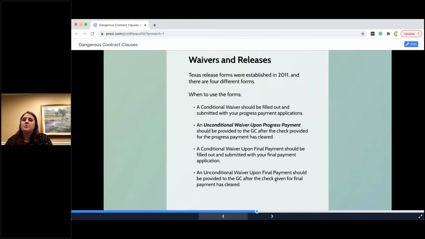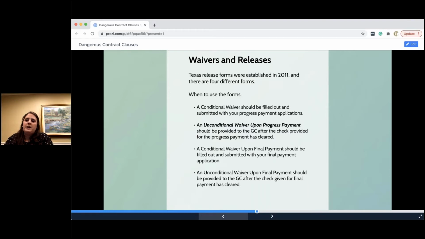There's several different types. So the first one is a conditional waiver. It's filled out and submitted with your progress payment applications. And the condition is, the waiver takes effect on the condition you get paid. It's a pretty simple one. It's honestly a pretty safe one because it doesn't become enforceable until you're paid. You still retain all of your rights, all of your litigation rights, whatever rights you may have under the contract, up and until that check clears your bank account. Once it does, you waive your right to that payment. Makes sense. You got paid. You don't get to get paid twice. The second one is an unconditional waiver upon progress payment.